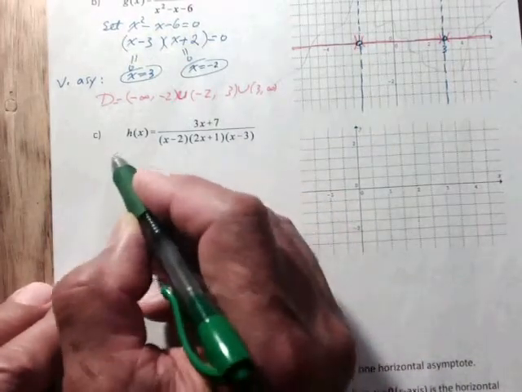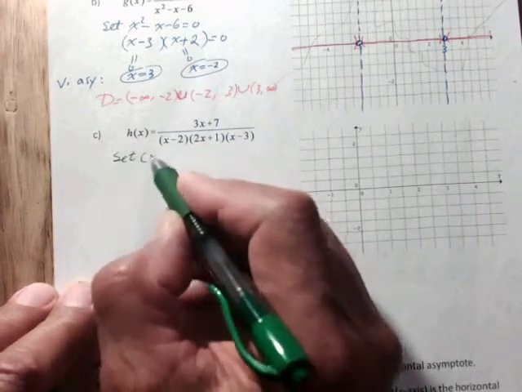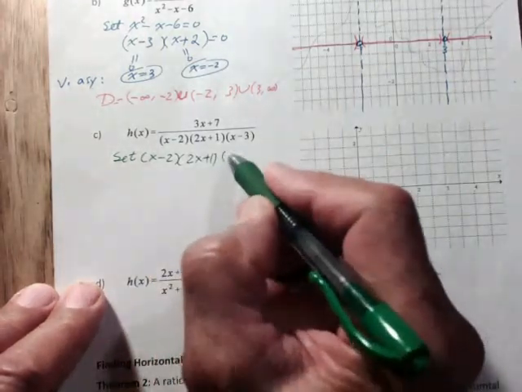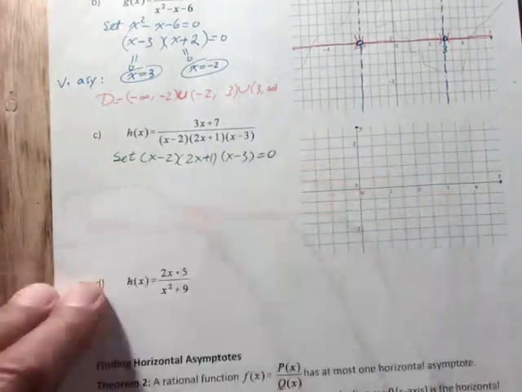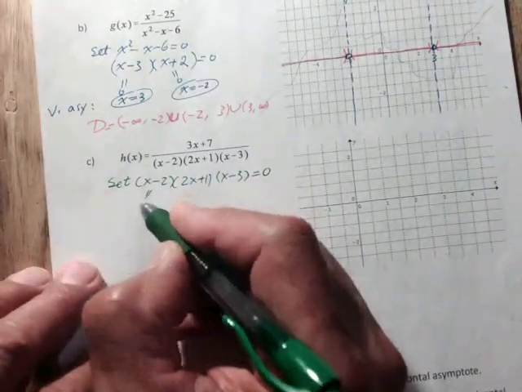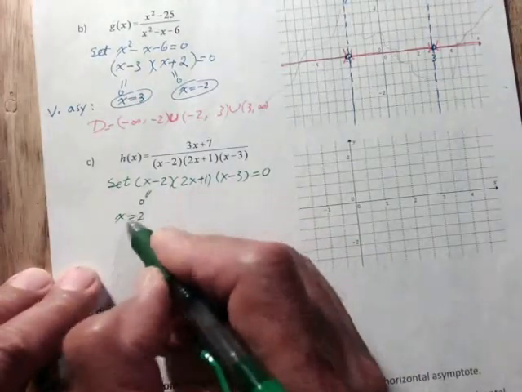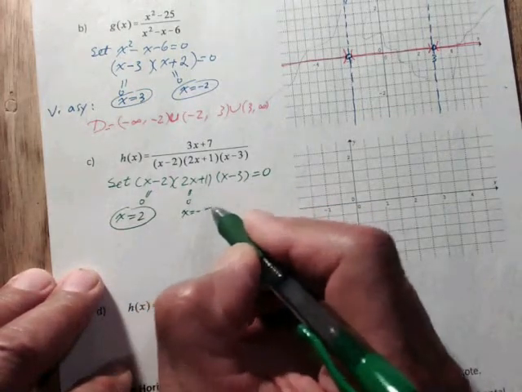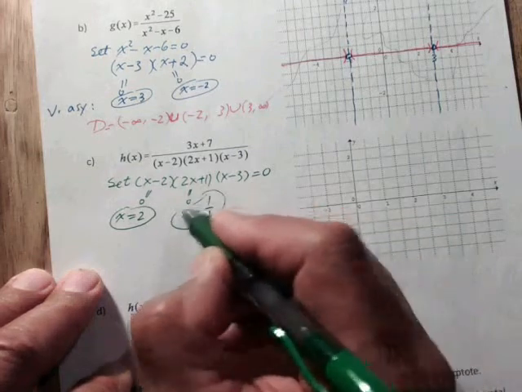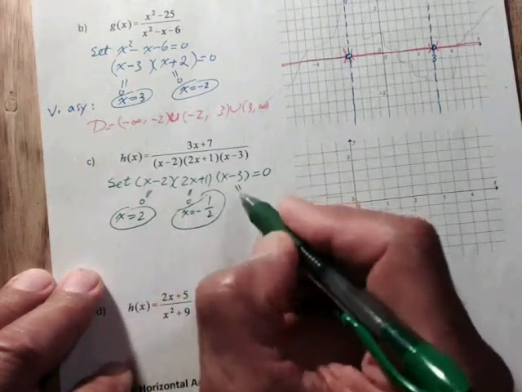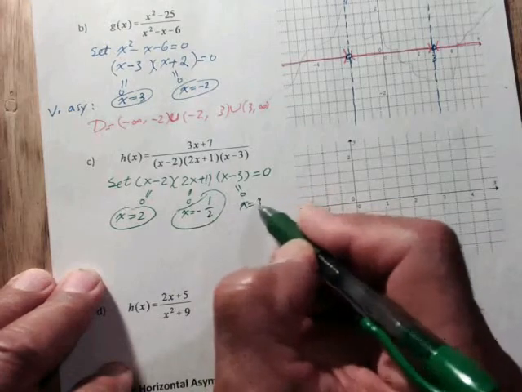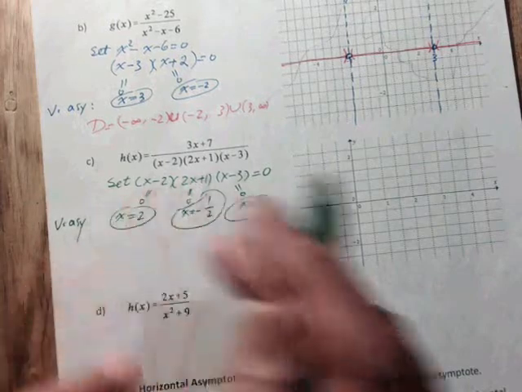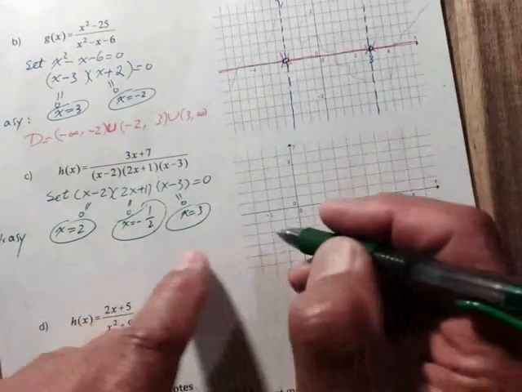So I set the denominator equal to 0 like this. Then if I put this one equal to 0, I get x equal to 2. If I put this one equal to 0, I get x equal to minus 1/2. And if I put this one equal to 0, I get x equal to 3. Okay, so these are vertical asymptotes. I can go ahead and graph them right here.